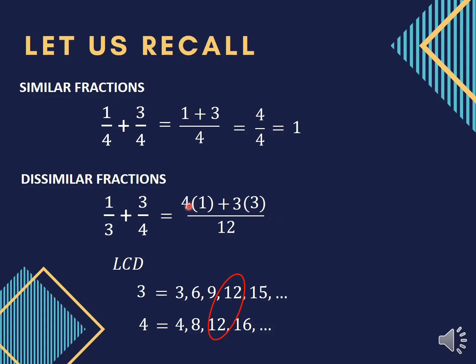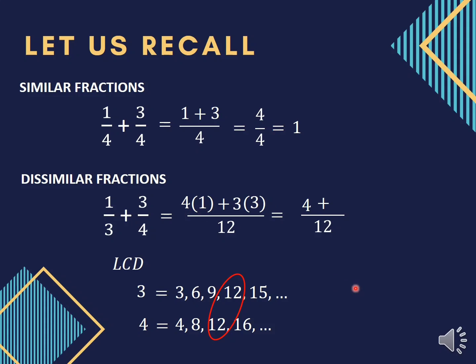Again, saan galing si 4? Ayun po, divide po, 12 divided by 3, we have 4. Then i-multiply yung ating numerator. Then, saan galing si 3? 12 divided by 4 is 3. Then i-multiply si numerator. Simplify natin.